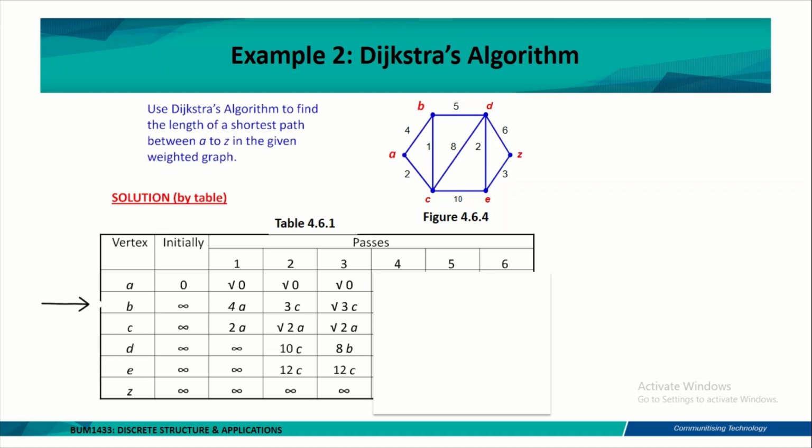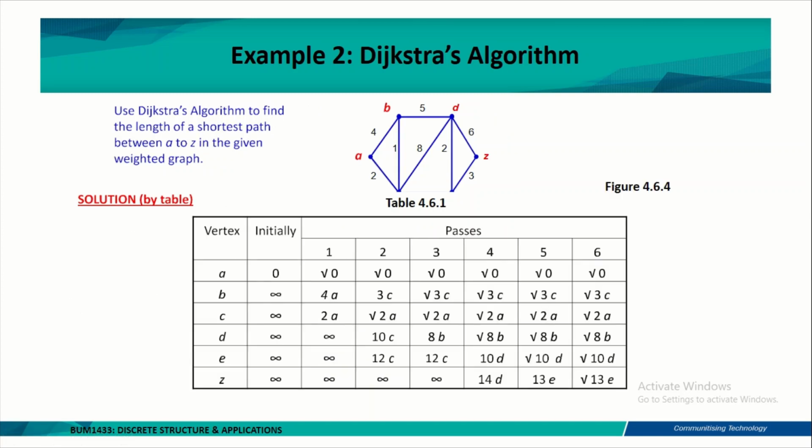We need to find the smallest value from the pass, and this is the final answer. And from the final answer, how do we read the path? The final answer is reached when all of the vertices in the sixth pass are ticked.